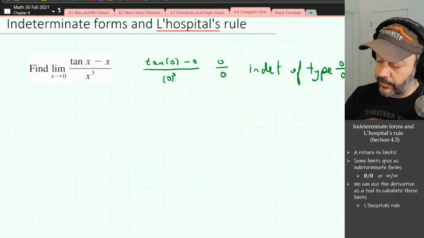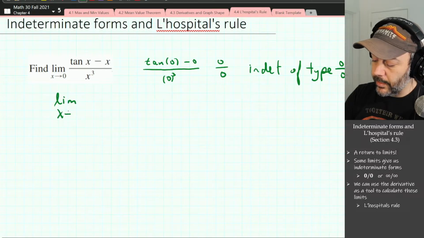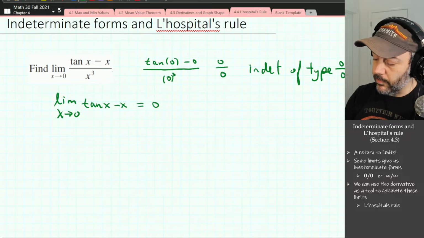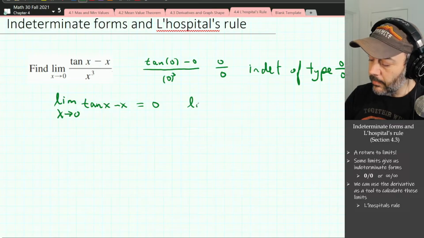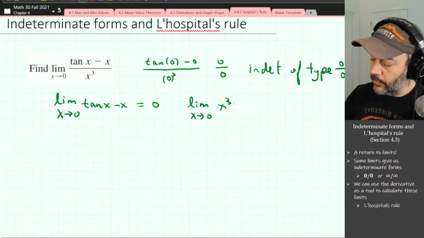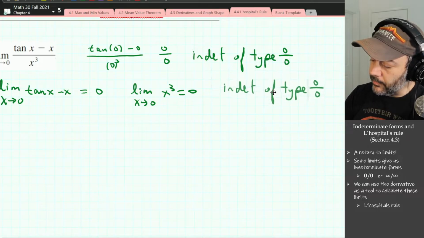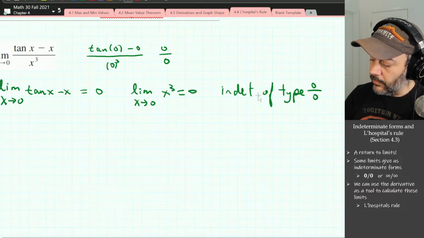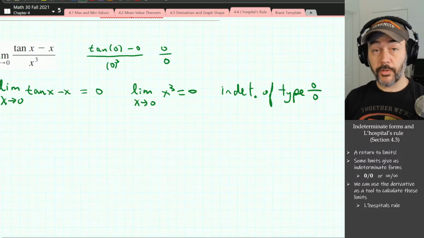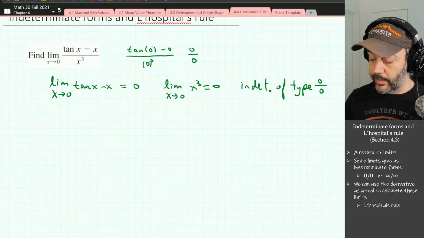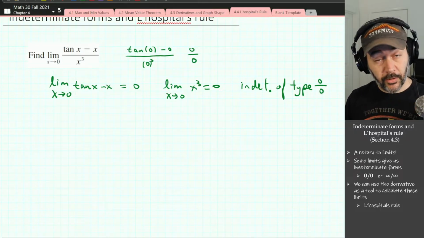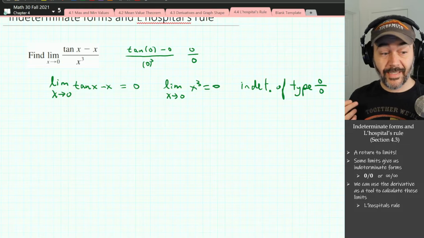The formal way to write it would be to write the limit as x goes to 0 of tangent x minus x equals 0. And the limit as x goes to 0 of x cubed equals 0. So it is indeterminate of type 0 over 0. Okay, on the final exam, if you have a problem where you're doing L'Hopital's rule, make sure to write this. You can't apply L'Hopital's rule unless you show that it is an indeterminate form.